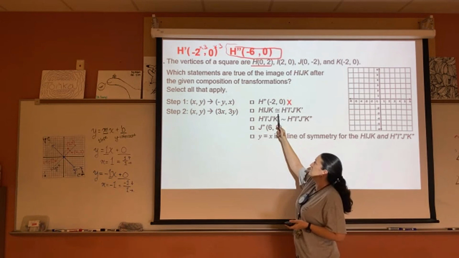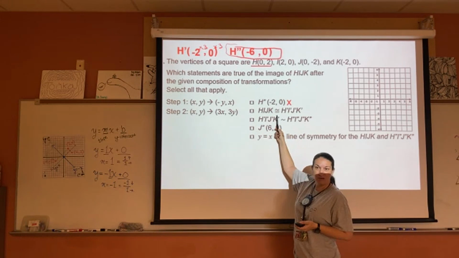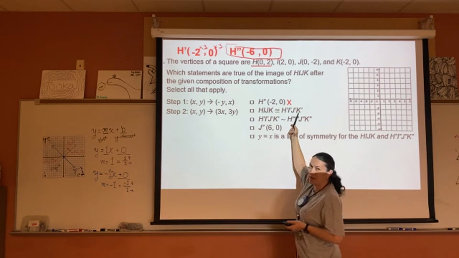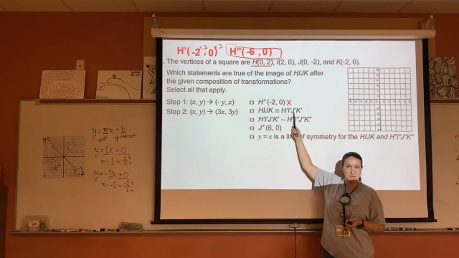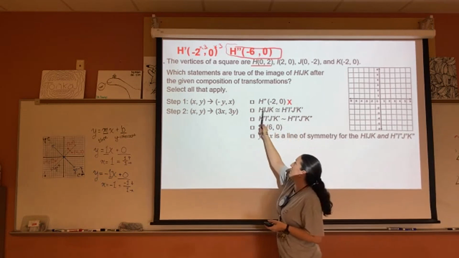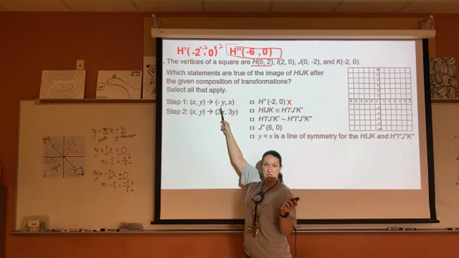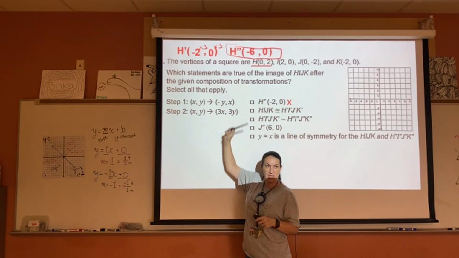HIJK, and what does this symbol mean? Congruent. HIJK is congruent to HIJK prime. How many transformations happened? 1. So that says after the first transformation, which is using this rule, the 2 figures are congruent. Would they be?